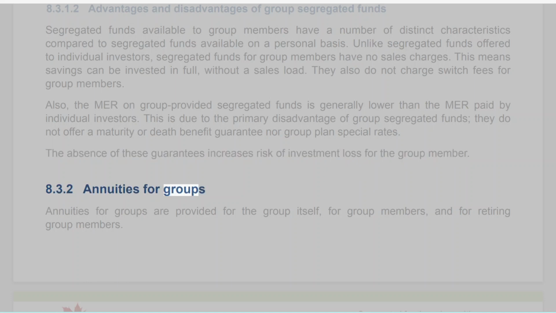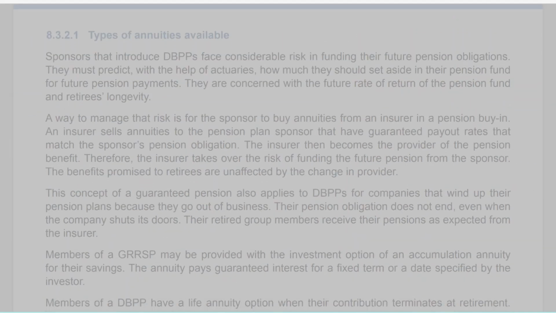8.3.2 Annuities for groups. Annuities for groups are provided for the group itself, for group members, and for retiring group members. 8.3.2.1 Types of annuities available. Sponsors that introduce DBPPs face considerable risk in funding their future pension obligations. They must predict, with the help of actuaries, how much they should set aside in their pension fund for future pension payments. They are concerned with the future rate of return of the pension fund and retirees' longevity.